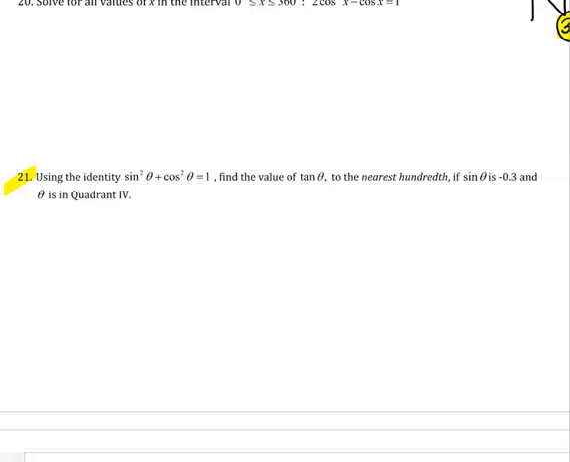All right, moving on to question 21. Using the Pythagorean identity, find tangent of theta to the nearest hundredth if sine of theta is negative 0.3 and theta is in quadrant 4. All right, here we go, guys. So all you have to do is take this ratio that they're giving you and sub it in for sine.